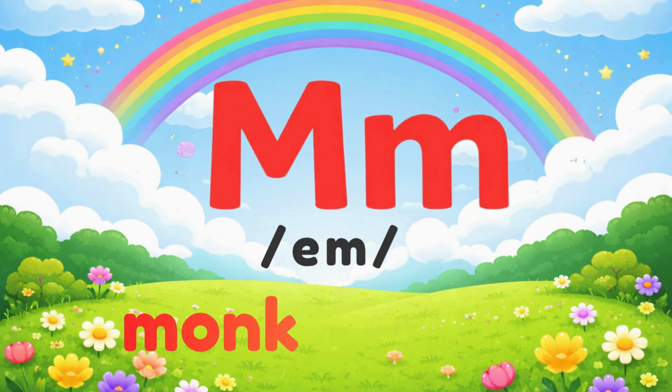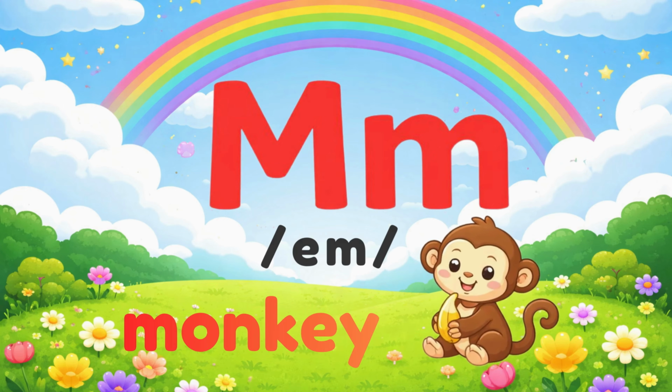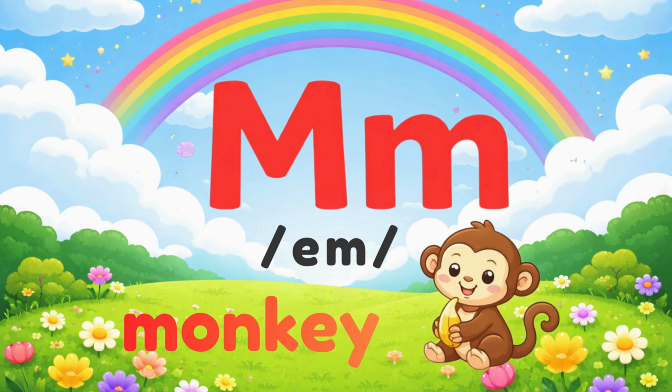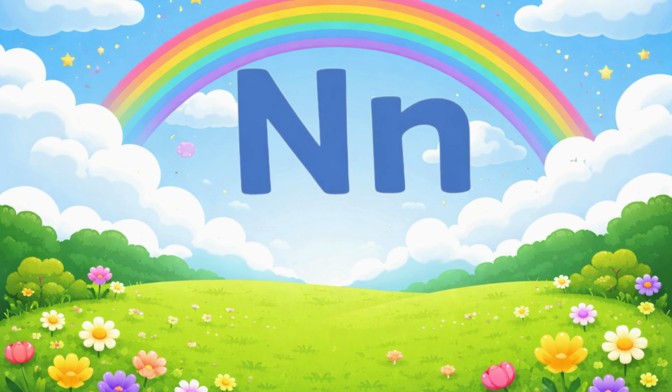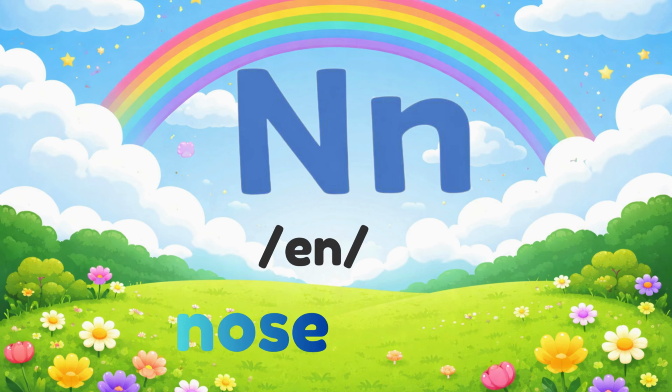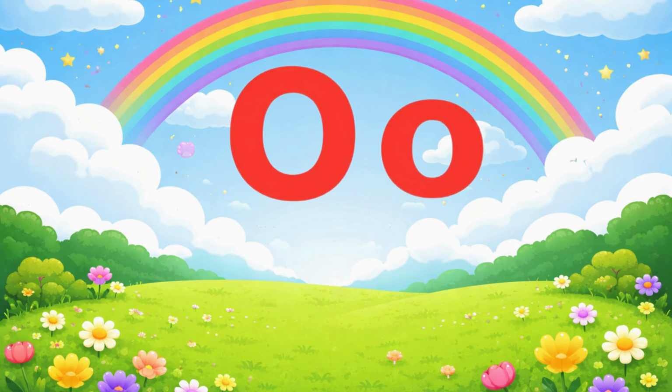M. This is a monkey. M is for monkey. This is the letter N. N. This is a nose. N is for nose. This is the letter O.